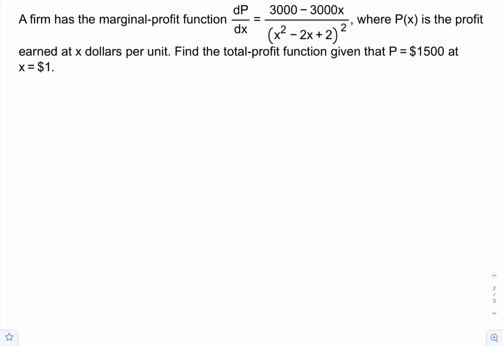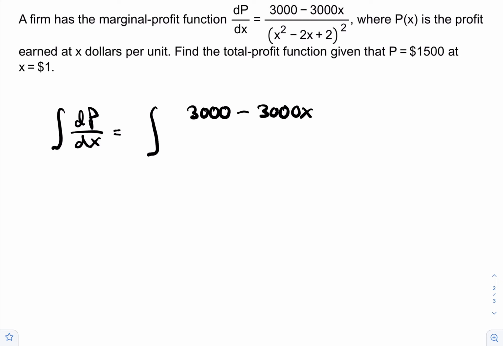My first mind is telling me to basically integrate. So we want to take the integral of dP by dX. That means we're going to be doing the integral of 3000 minus 3000x over (x squared minus 2x plus 2) quantity squared dx. All right, so we want to integrate this.